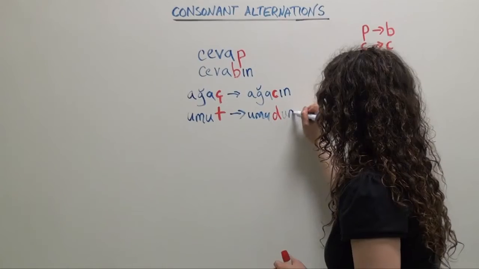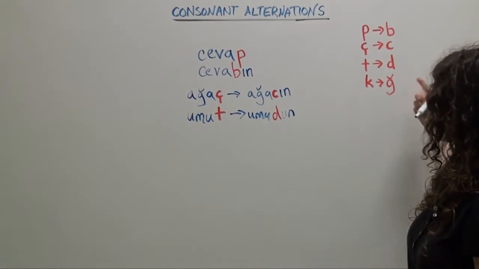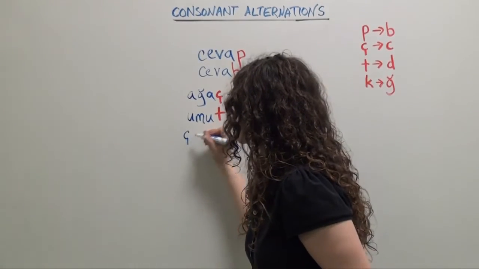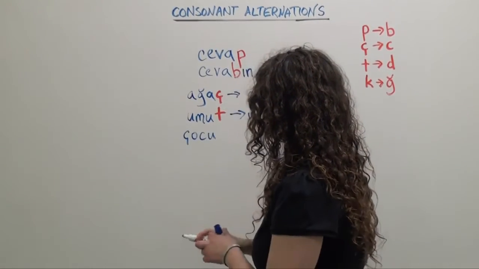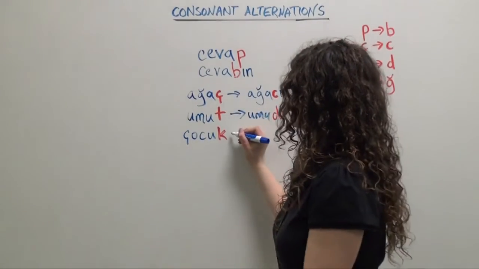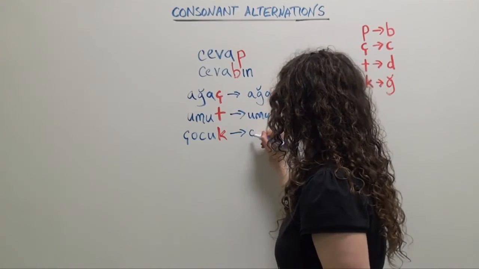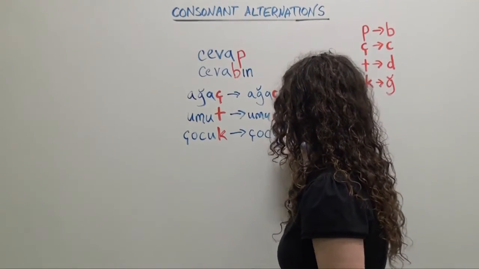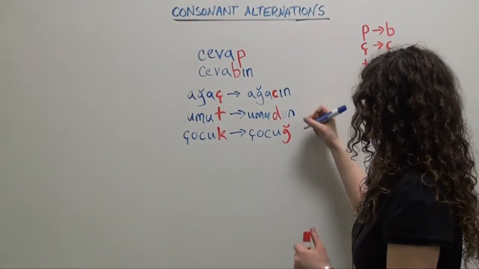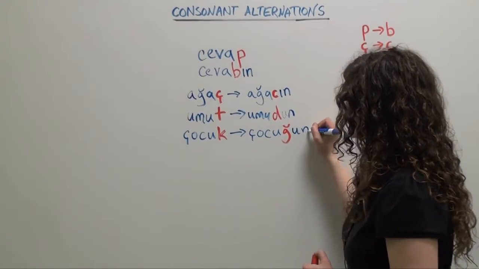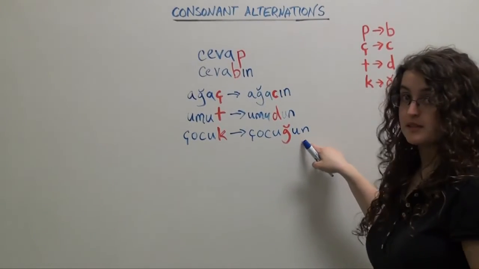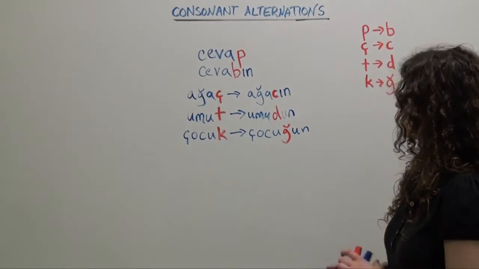your hope. And with our final case of consonant alternation, if you want to say the Turkish word for child, çocuk, and then want to add the possessive suffix for your child, çocuk becomes çocuğun. So that K became a yumuşak G because of this suffix that starts with a vowel.